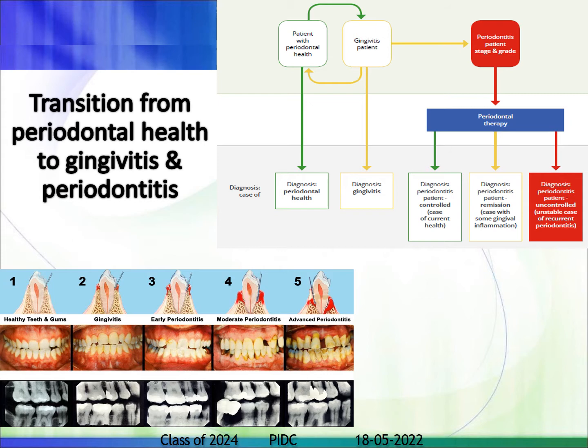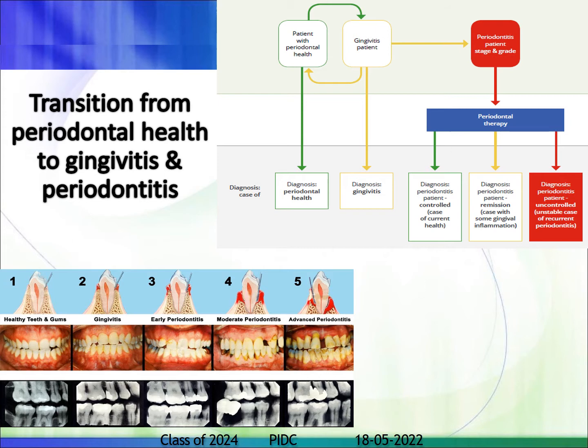Initially, if the patient has not properly brushed, or has not properly taken care of his gingival health, the status goes from periodontal health into the next stage of disease known as gingivitis. Even at this status, if the patient does not clearly remove his deposits, then it goes to the third stage of condition known as periodontitis.